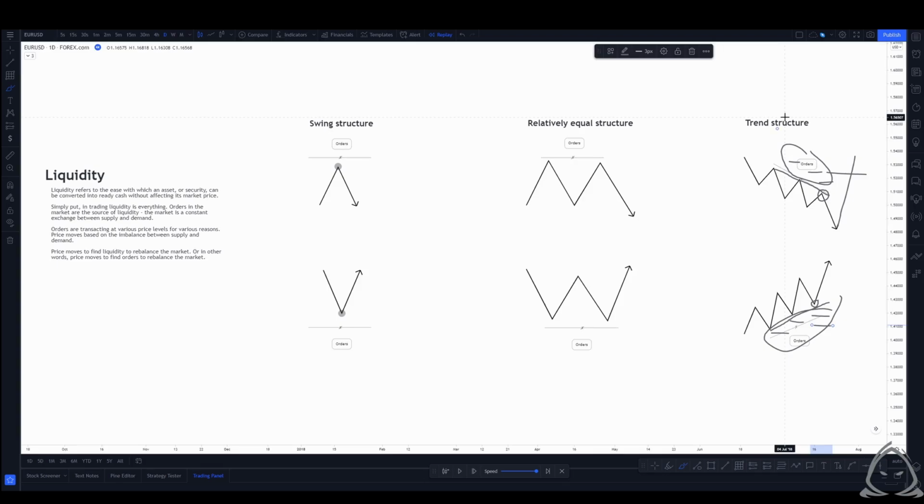Liquidity is the ease with which an asset or security can be converted into cash. For every buyer, there needs to be a seller. For every seller, there needs to be a buyer. And in order for that to happen, we need orders. And if there aren't enough orders to facilitate all of those orders, price needs to rebalance, or we need to see a reprice. And that happens with price moving up or down.